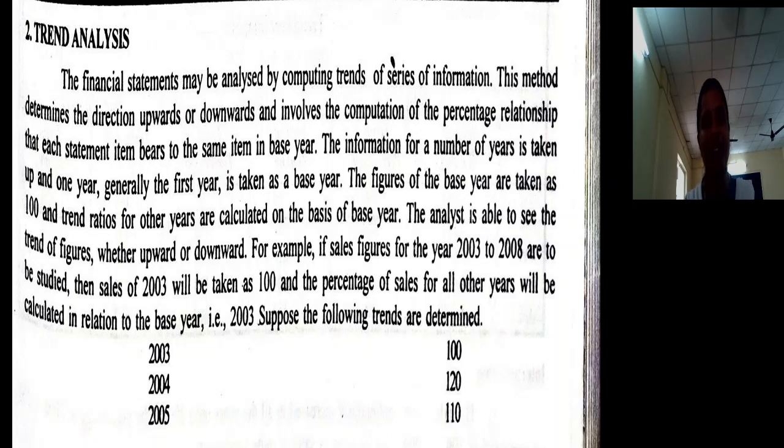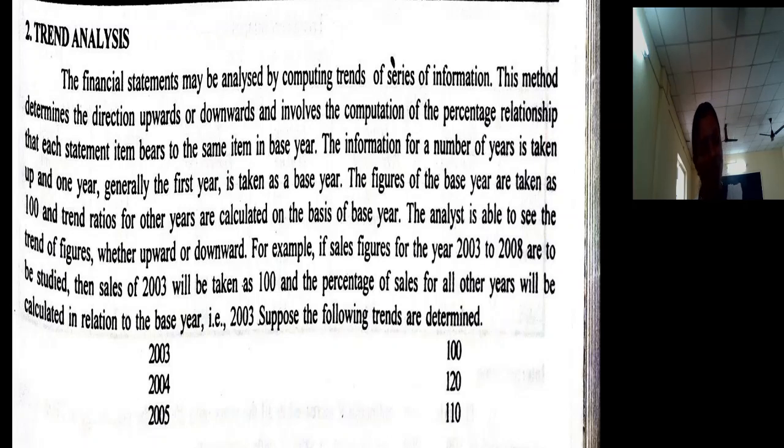The same example is given. You just see, for example, if sales figures for the years 2003 to 2008 are to be studied, the sales of 2003 will be taken as 100 and percentage sales for all other years will be calculated in relation to the base year, that is 2003. So in the sense, if you want to identify the trend in sales over a period of 2003 to 2008, each and every period's sales will be compared with 2003 sales. 2003 sales will be considered as 100.